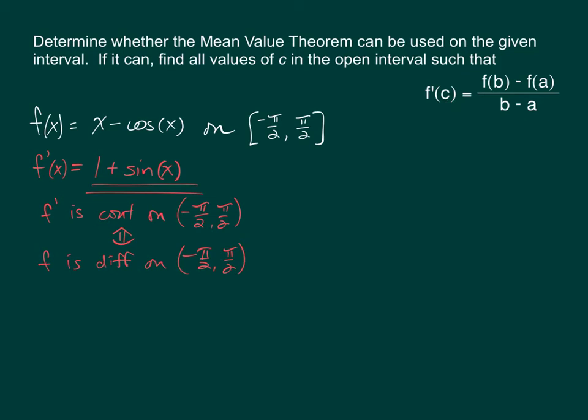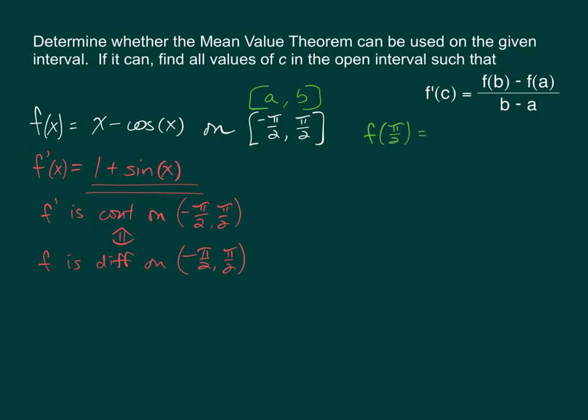So what's going to happen now is we have to look here at a and b. So here's a, here's b in the interval. We get these a's and b's from the interval. So I need to find f of b, and really, I don't want to write b. I want to write pi over 2.